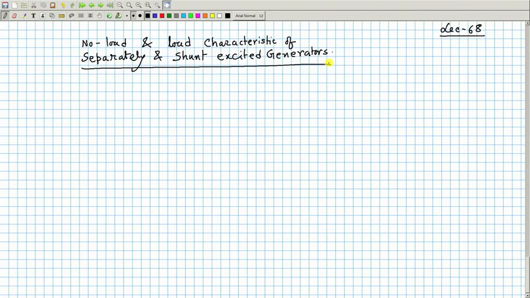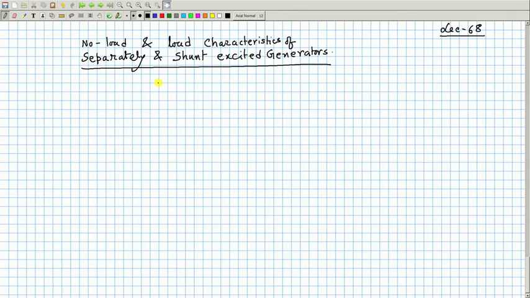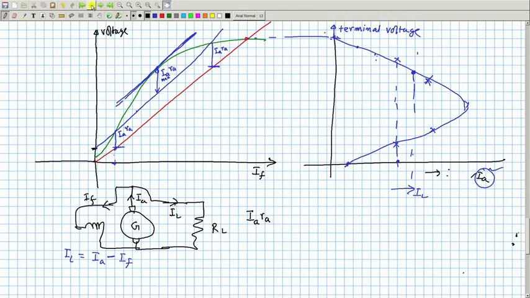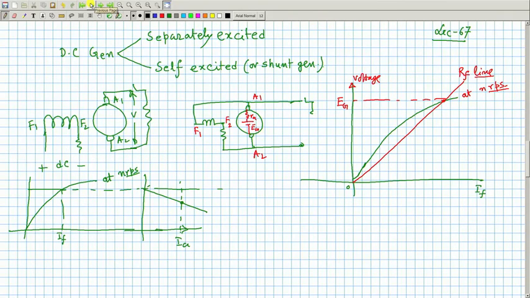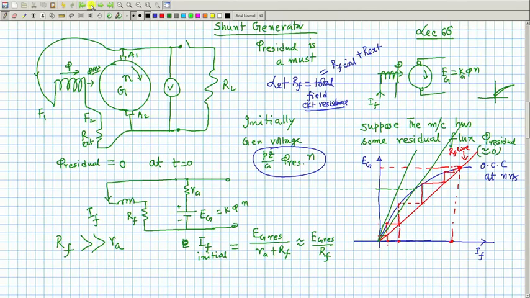So, welcome to this lecture on DC machines, and we have been discussing the no load and load characteristics of separately and shunt excited DC generator. In a separately excited generator, the field is excited separately, and in our previous lecture we have seen how the no load and load characteristics of the machine can be found out.